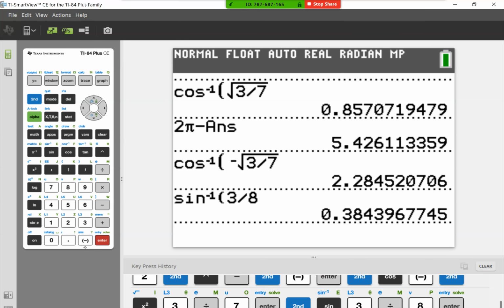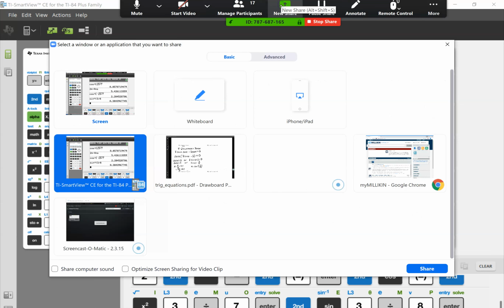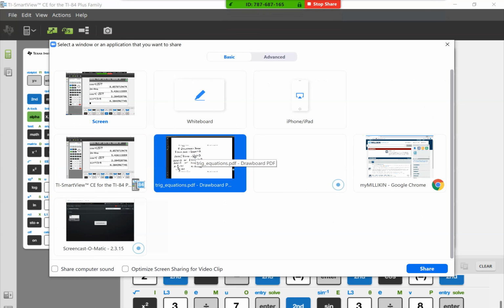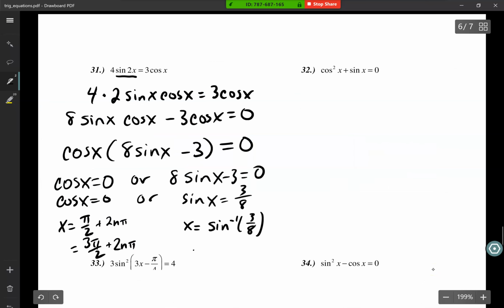That gives me 0.3844. So let me go back over to my sheet here. This was 0.3844.